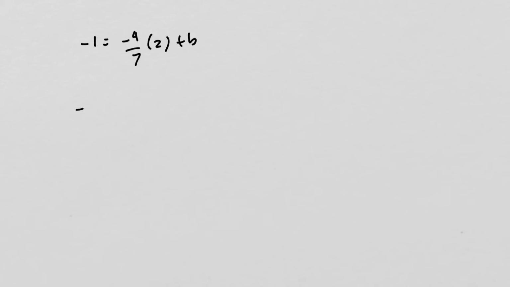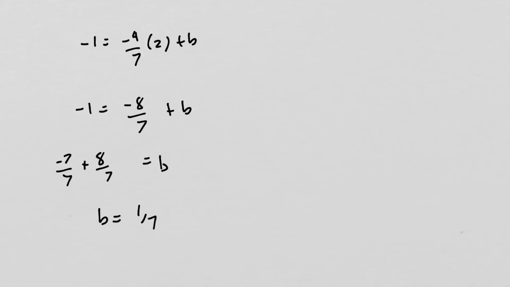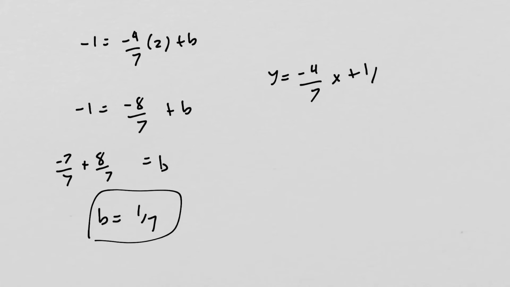Simplifying the right-hand side, we'll get negative 1 is equal to negative 8 divided by 7 plus b. Then we see that b is going to be equal to negative 7 divided by 7 plus 8 over 7. This gives us b is equal to 1 divided by 7. We found our y-intercept. We can go ahead and plug this in to the previous equation, and we get y is equal to negative 4 divided by 7 x plus 1 divided by 7. And this is the equation of our line.